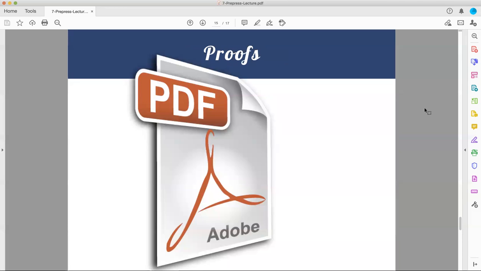Another thing that's big in pre-press is the idea of the proof. The proof is a preliminary representation of the final printed piece. A proof is something you show a client so that they can say, yes, this is good, I approve of it, go ahead and print it.